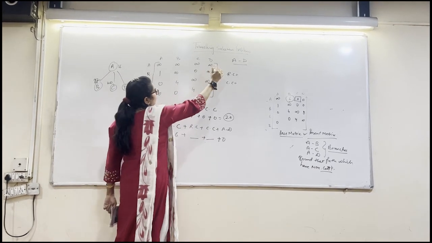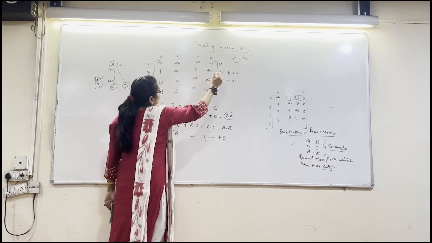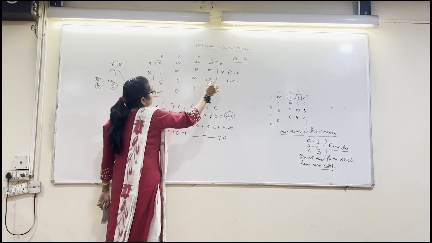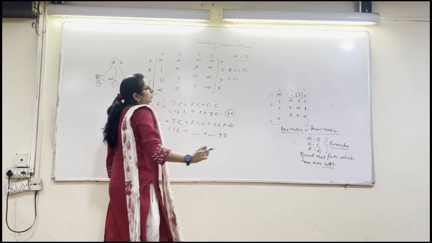For the row reduction, first row, no reduction. Second having 0 as minimum, so no reduction. Third one having 0 as minimum, so no reduction. It is having 0, so no reduction. Row reduction cost is 0 here.